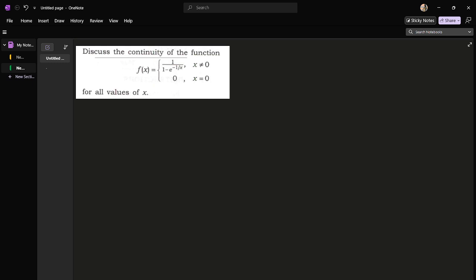Okay, we can easily see that the point of discontinuity will occur at x equals 0. So we have to check the continuity at x equals 0. Otherwise, the function 1 by 1 minus e to the power minus 1 by x is very easy to see to be a continuous function in the given domain. So we have to check only at x equals 0.